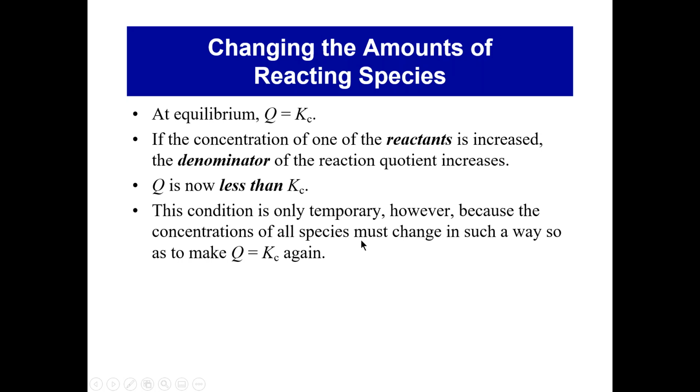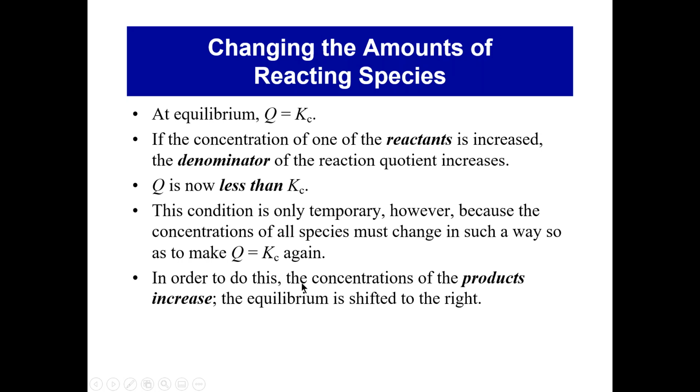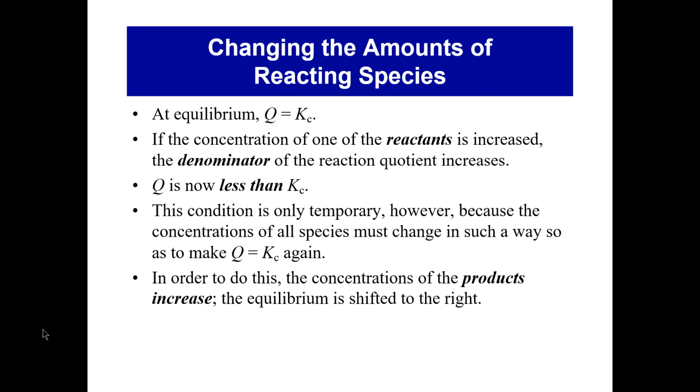But as stated here, the concentrations of all the species must change in such a way so as to make sure that Q is increased so that it's equal to Kc, right? And in order for this to happen, the concentration of the products would have to increase. In other words, there will be an equilibrium shift to the right from the reactants to the products, all right? So basically, let me just try to explain it further by squeezing something down here below. So if you have reactants going to products, right?